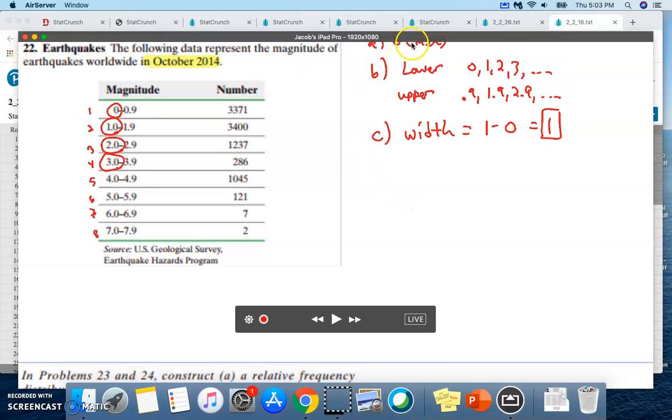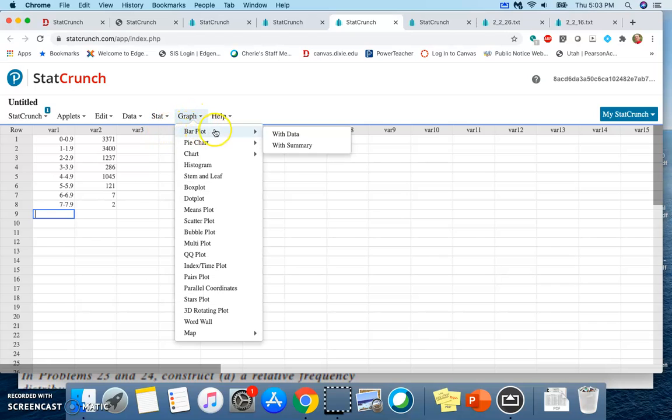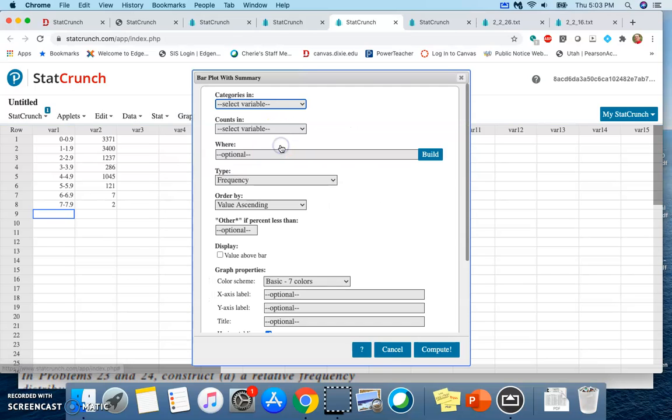I'm pretty sure that I pulled up this data. Yeah, here it is right here. So we've got our data. So here are our classes. Here are our frequencies. So what I'm going to do is create a bar plot. And since I've got frequencies, I'm going to do it with a summary because this summarizes our data.